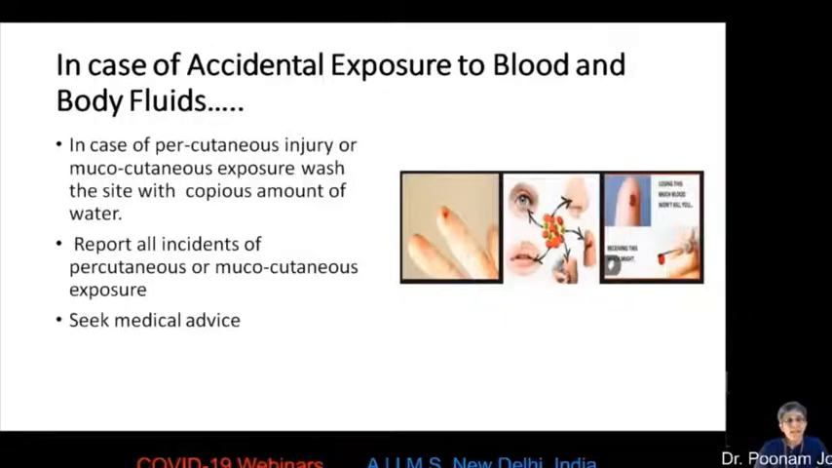In case of accidental exposure to blood and body fluids, for example a percutaneous injury or a mucocutaneous exposure, one has to wash the site thoroughly with soap and water. For example, if the splash is in the eye, then we need to wash the site with a copious amount of water. If it is a percutaneous type of injury, we need to thoroughly wash it with soap and water. All such incidents of percutaneous or mucocutaneous exposures are to be reported and we have to immediately seek medical advice.